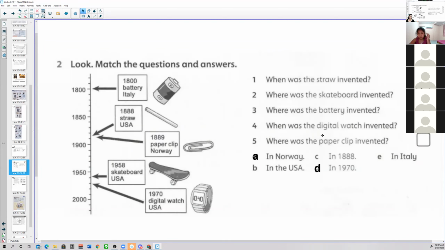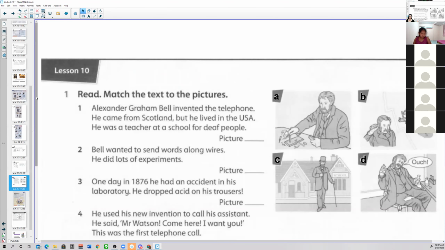Number 4. When was the digital watch invented? D. 1970. And where was the paperclip invented? A. All right. Next one on lesson 10.